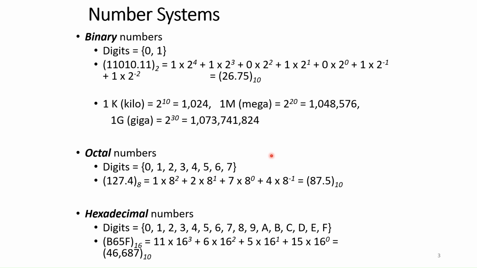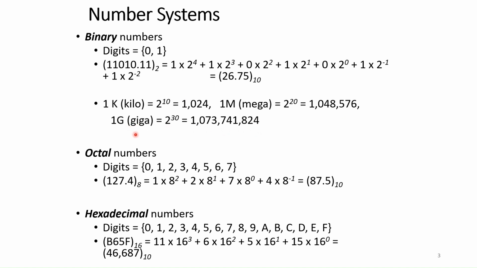Okay, and 2 to the power 10 is 1024 if you compute, and this is called K or kilo in binary number system. 2 to the power 20 is this big number which is called mega in binary number system, and 2 to the power 30 is this big number and it is called giga.